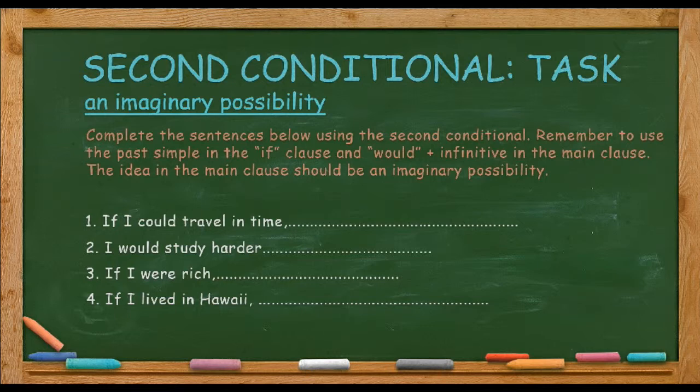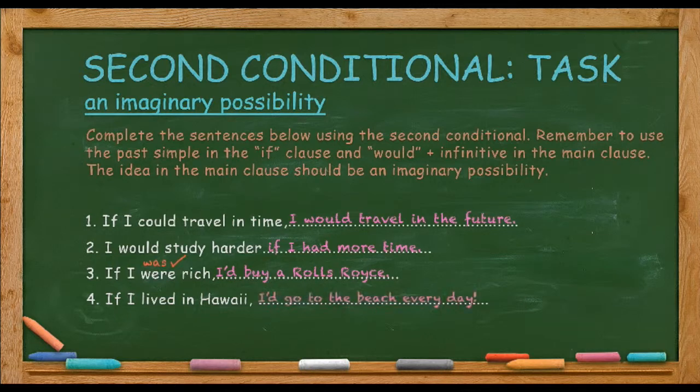Here are the answers. Number 1. If I could travel in time, I would travel in the future. 2. I would study harder if I had more time. 3. If I were rich, I'd buy a Rolls-Royce. You could also say if I was rich, I'd buy a Rolls-Royce. Was is a little bit less formal than were. And sentence 4, if I lived in Hawaii, I'd go to the beach every day.